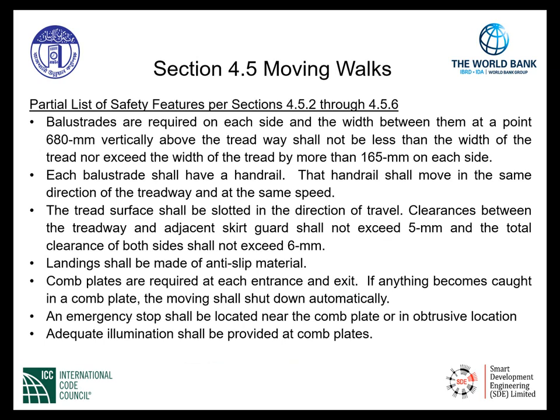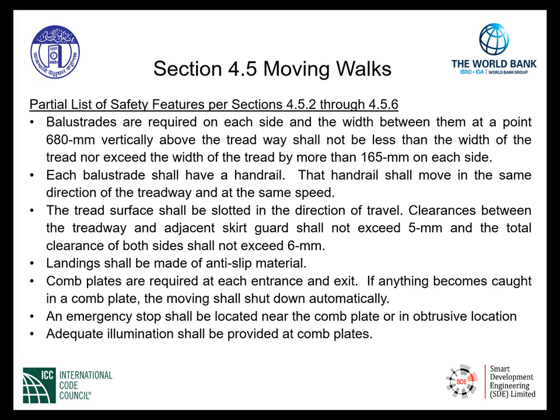A partial list of safety features according to sections 4.5.2 through 4.5.6 is indicated below. The partial list includes balustrades that are required on each side, and the width between them at a point 680 millimeters vertically above the treadway shall not be less than the width of the tread, nor exceed the width of the tread by more than 165 millimeters on each side.